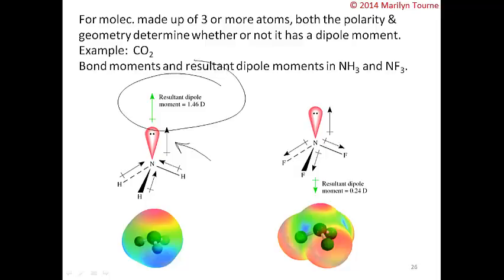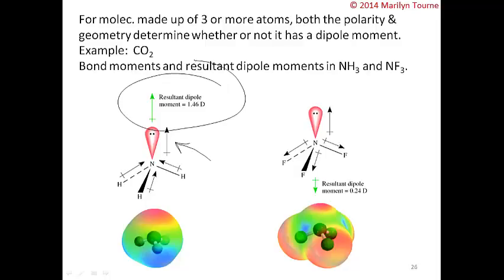Now let's try something else. Instead of ammonia, let's try nitrogen trifluoride. Same exact geometry, same exact electron arrangement. The only difference is that we're switching out those hydrogens for fluorines.